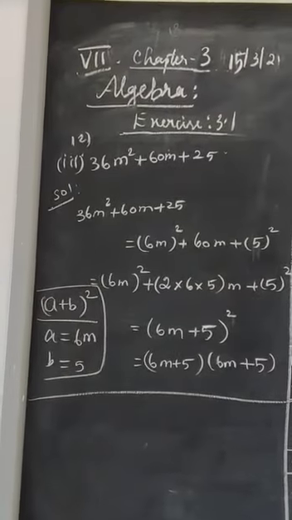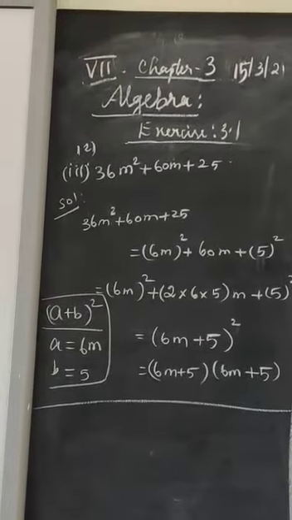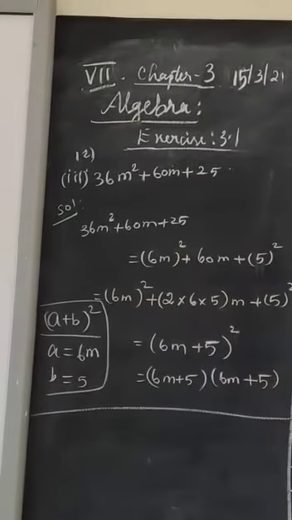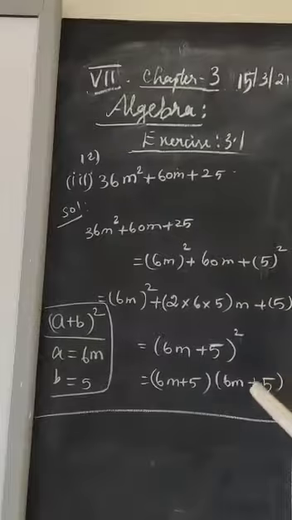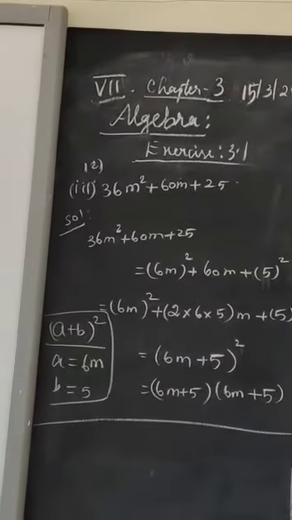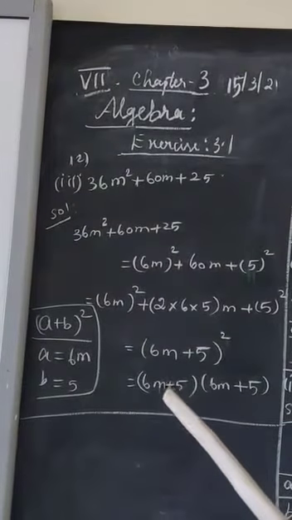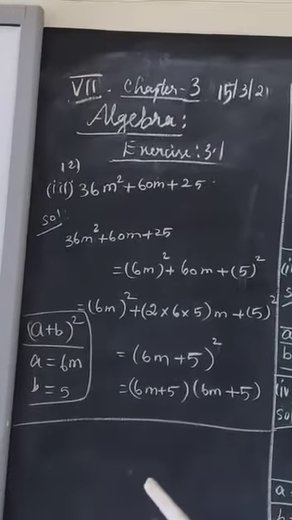So I take the square commonly outside: 6m the whole square, plus in the middle term I take 60m as it is, plus 5 square. How to write 25? As 5 square. So 6m square plus 2 into 6 into 5 into m. So I consider the identity form a plus b the whole square, where a value equal to 6m and b value equal to 5.